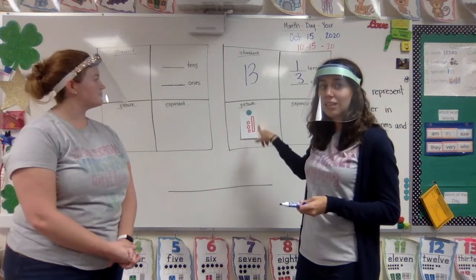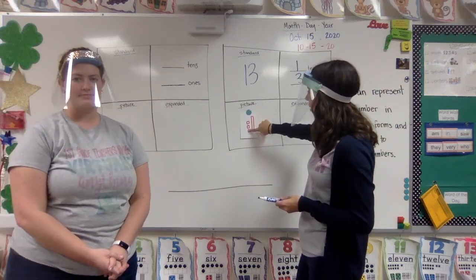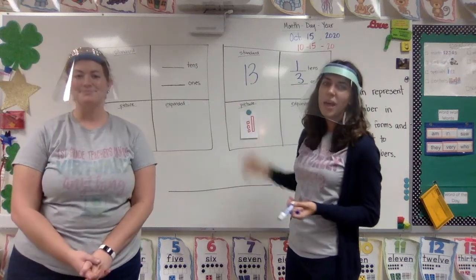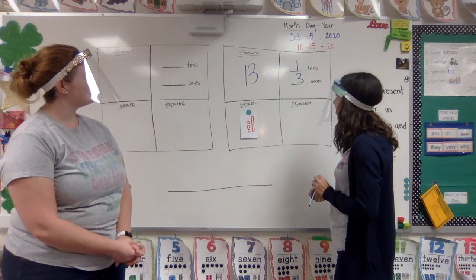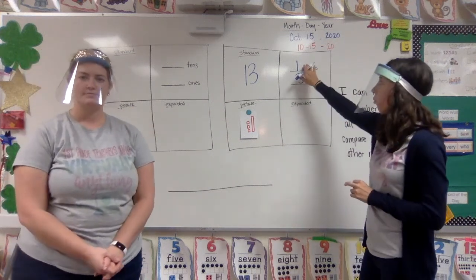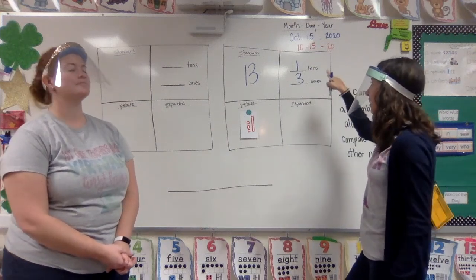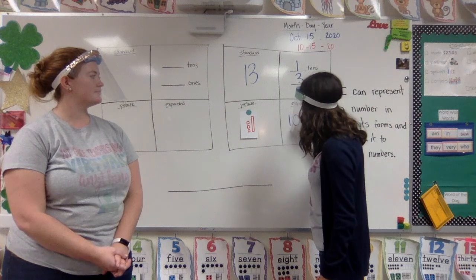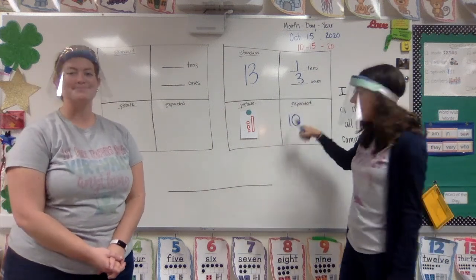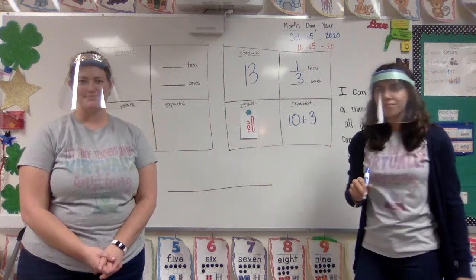And I can go back and count it. I could say 10, 11, 12, 13. And I would see that my base 10 form or my picture form matched. And now for expanded form. So I'm not going to put 1 plus 3 because I remember I have to put how much my 10s are worth. So I know that 1 10 is worth 10. And so it would be 10 plus 3.